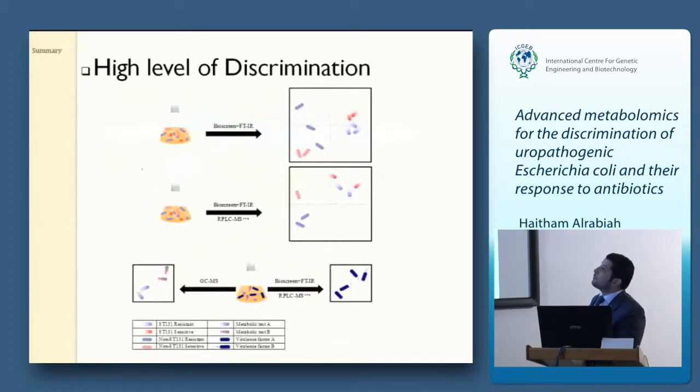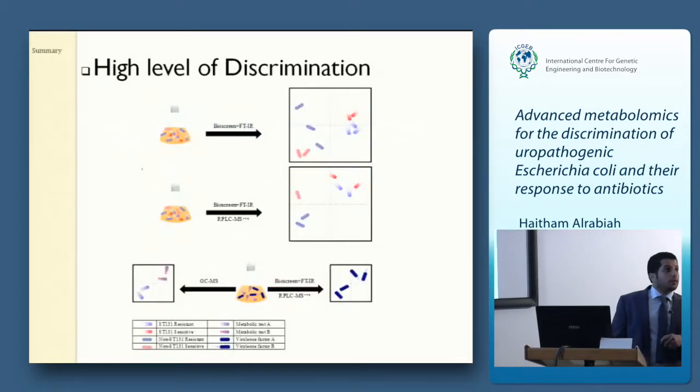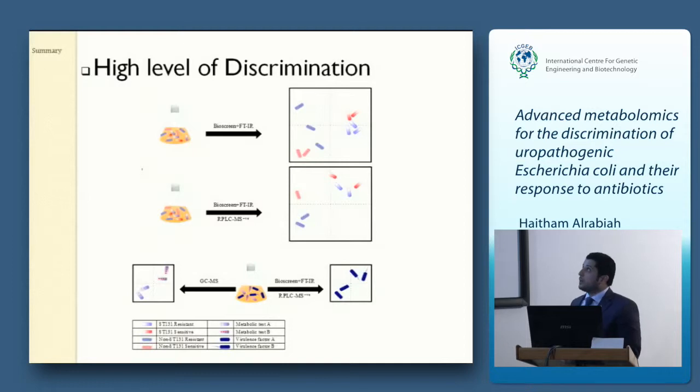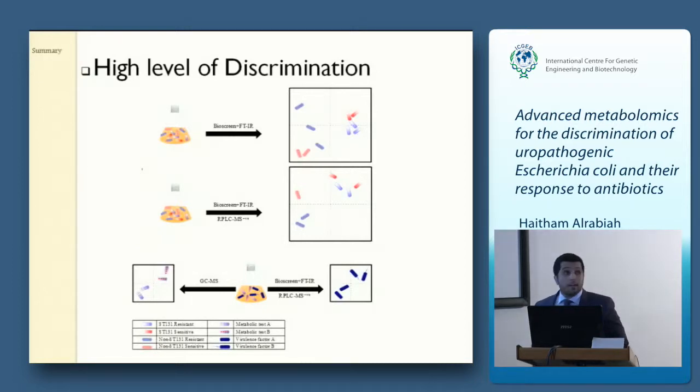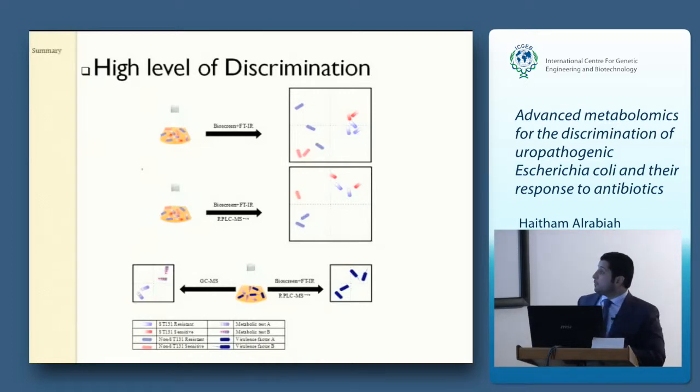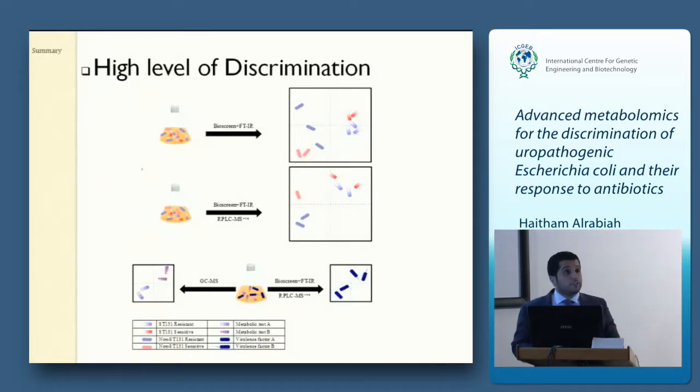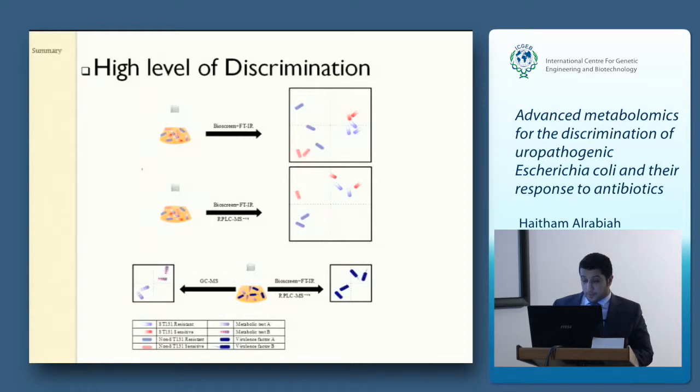And this is a summary of this work, which is discrimination. FTIR with bioscreen to discriminate ST131 and non-ST131, and then we added LC-MS negative mode. Then we went further, using the same sequence type, and we found that GC-MS matched with the metabolic tests, and FTIR and the negative mode matched with the virulence factor tests.